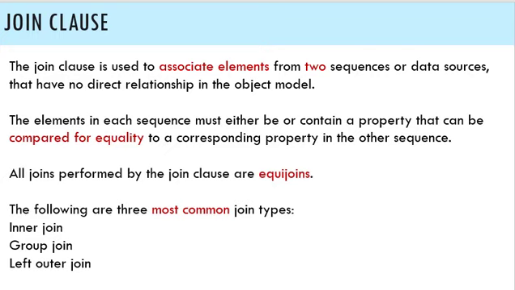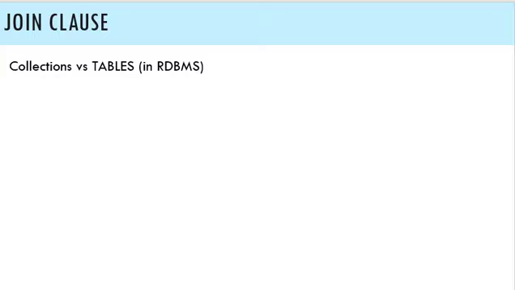All joins performed by the join clause are equijoins. The shape of the output of a join clause depends on the specific type of join you are performing. The following are the three most common join types: inner join, group join, and left outer join. In a LINQ query expression, join operations are performed on object collections.